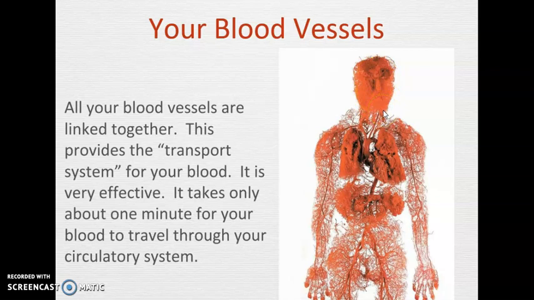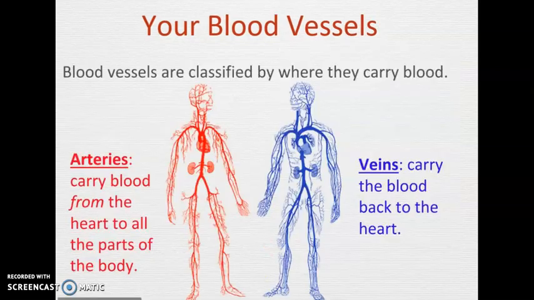So all your blood vessels are linked together. And this is kind of like the transportation system for your blood. And it's very, very effective. It only takes about a minute, 45 seconds to a minute, depending upon what activities you're doing, for that blood to circulate again from your heart all the way through your body back to your lungs and then to re-enter back into your heart. We're going to be looking at a couple of different types of blood vessels.